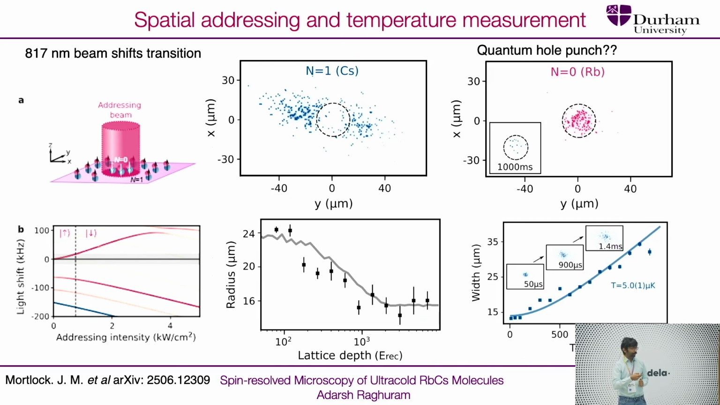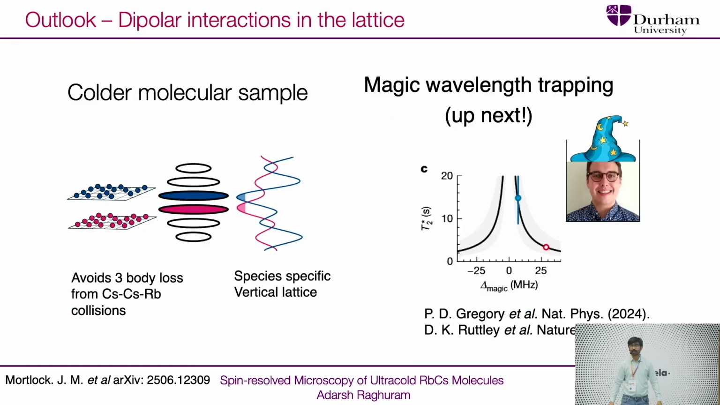So then just quickly to talk about what's next. Currently we use 1064 nanometer traps for everything, and we don't have great coherence times here. The next stage is to replace all of these with a magic wavelength trap, which Dan's going to talk about in half an hour. We also want to create colder molecular samples and have denser samples. The idea for that is we're going to put in a species-specific lattice to be able to separate rubidium and cesium vertically and then merge them to create our molecules.